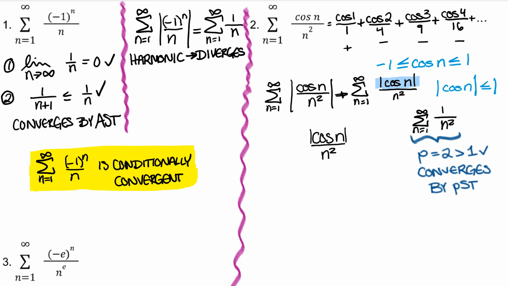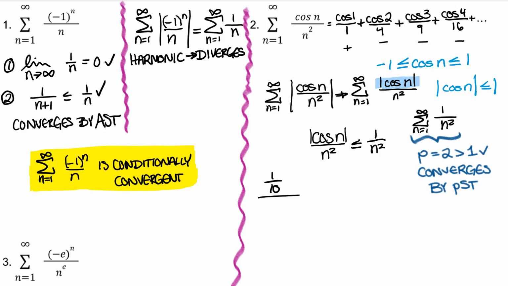The only way this comparison will help is if 1 over n squared is greater than or equal to absolute value cosine n over n squared. Keep in mind that cosine n absolute value is only between 0 and 1. If the absolute value of cosine n is 1, then we have a true statement. If the result is 0, then we also have a true statement. If the numerator happens to be any fraction between 0 and 1, then we still have a true statement.